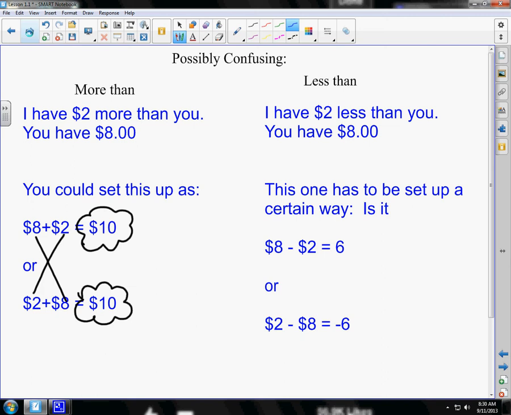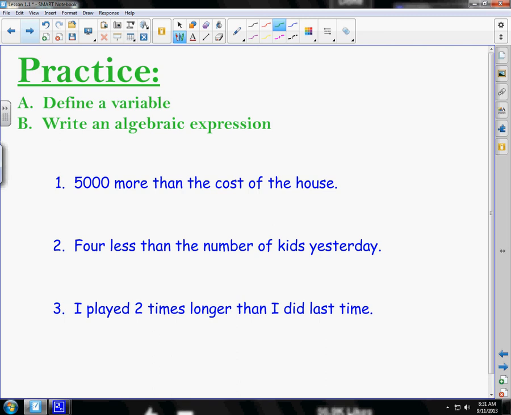But look here. I have $2 less than you. You have $8. This one has to be set up a certain way. If you do 8 minus 2, you get 6. Or if you start with 2 minus 8, that's negative 6. You get a completely different answer. So you have to be careful with how you set that up. You have to start with whatever you start with, like you have $8, and then minus 2. Think of it logically. Does it make sense? Try these 3 problems, and then we will go over them.